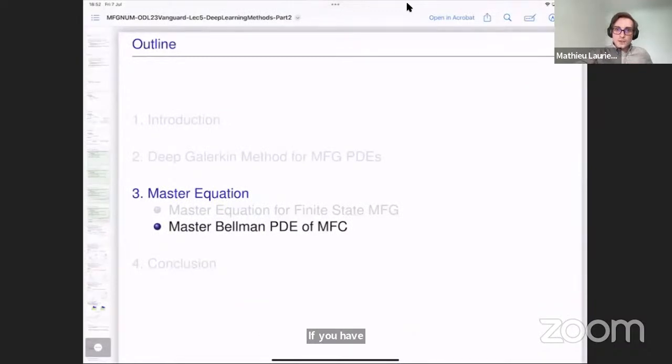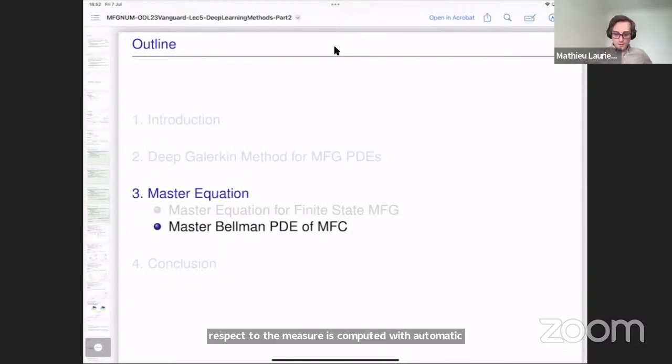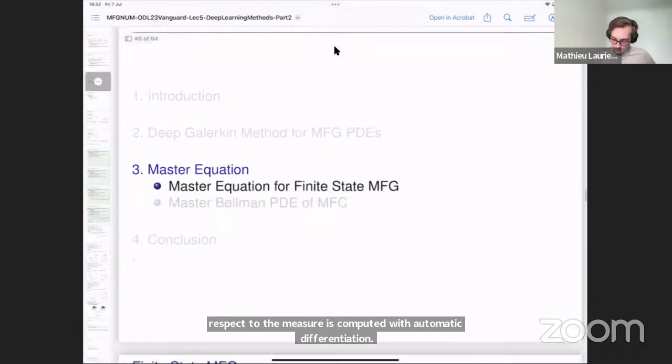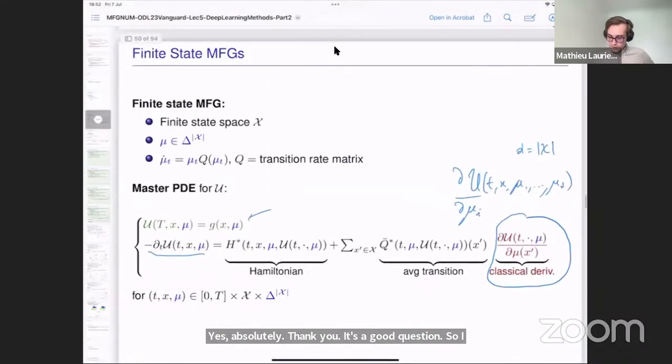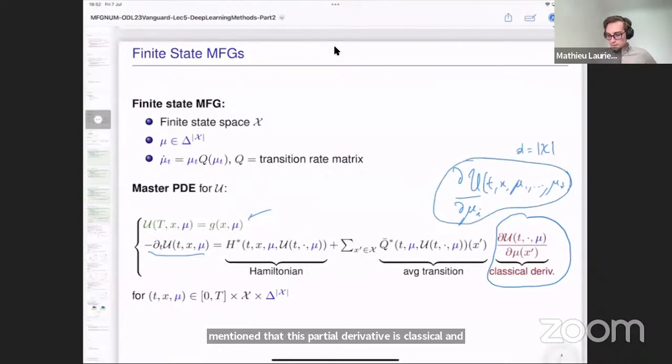There is one question: the derivative of U with respect to the measure is computed with automatic differentiation? Yes, absolutely. Thank you. It's a good question. So I mentioned that this partial derivative is classical, and it is done using automatic differentiation, at least in this implementation. And here it's first order, so it's okay. You could have second order derivatives, maybe if you have common noise, but here it's first order.